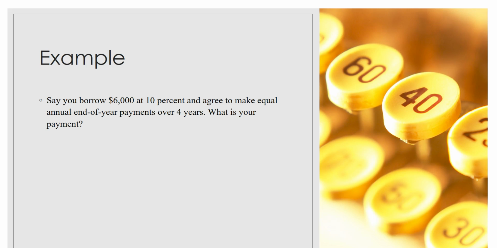So let's start with this example. Let's say that you borrow $6,000 at 10% and you agree to make equal annual end of year payments for 4 years. What is your payment? So just like every other problem, let's put this on a timeline and see what it looks like. So today we are borrowing $6,000. So that $6,000, that is a cash inflow to us. We have that money to spend. So that's a positive number.